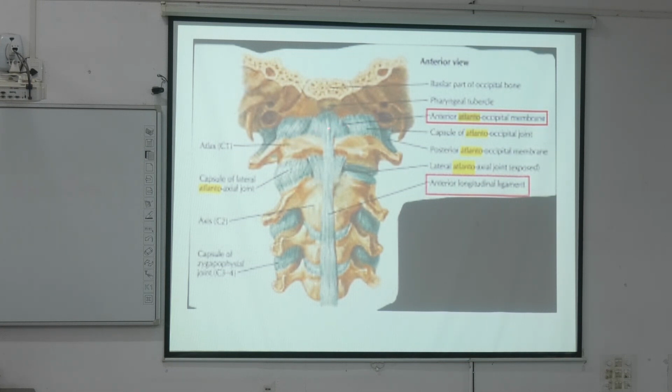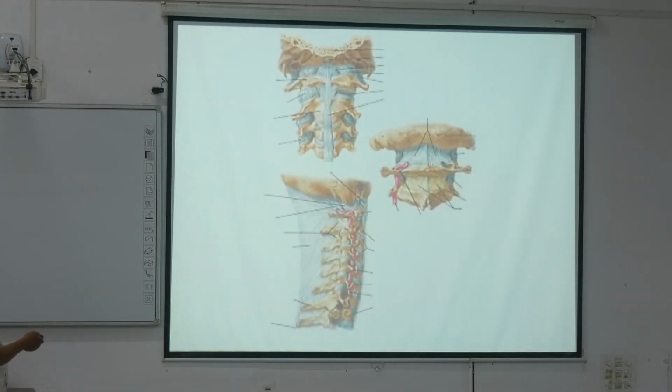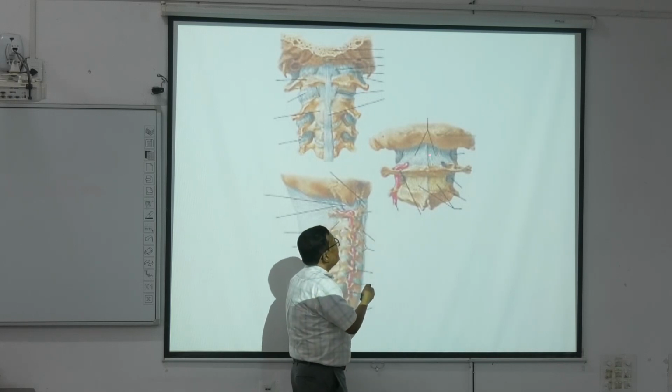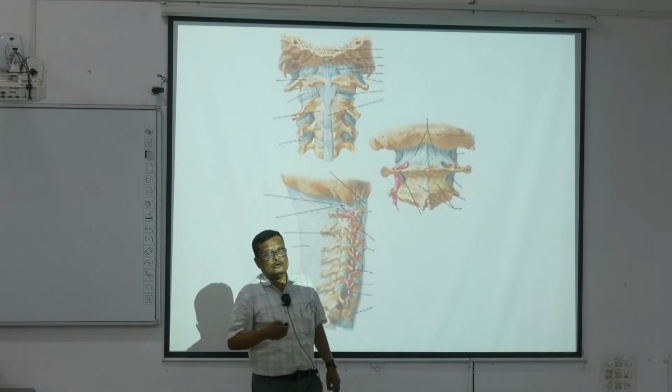So this is the anterior atlanto-occipital membrane, this place. And this is the capsular ligament of the atlanto-occipital joint. This place is the anterior atlanto-occipital membrane, extending from the superior border of the anterior arch of the atlas to the anterior margin of the foramen magnum. This was the anterior atlanto-occipital membrane. And posteriorly, similarly, in the posterior aspect, there is a membrane. This is the posterior atlanto-occipital membrane, extending from the superior border of the posterior arch of the atlas to the posterior margin of the foramen magnum.